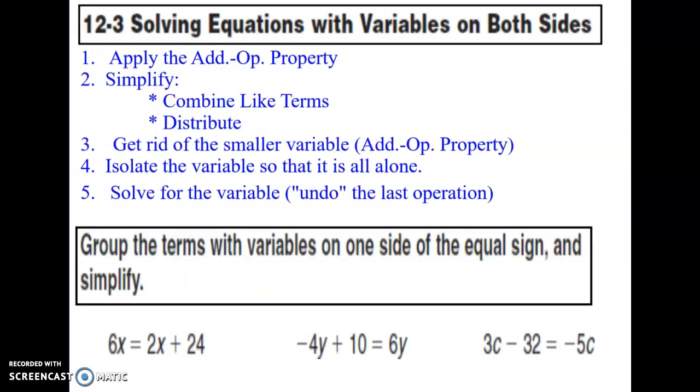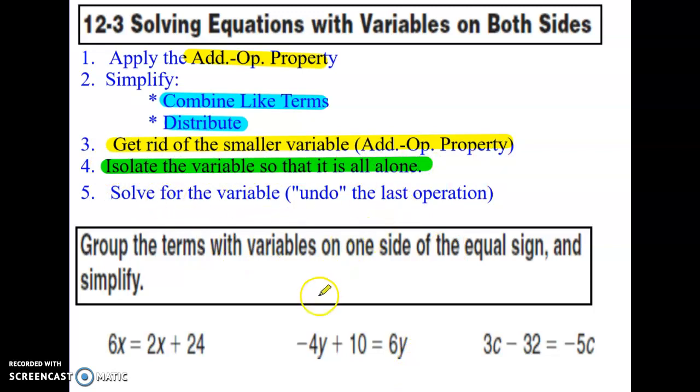Okay, lesson 12.3. With this one, what we did is we wanted to apply the add-op prop. That's always my first step. I like to have everything as addition. Then we're going to simplify, just like before. We're going to combine like terms. We're going to distribute. Then now on these kinds of problems, we're going to have variables on both sides. So we want to get rid of the smaller variable by doing the add-op prop. We're then going to isolate the variable so it's all alone, and then solve for the unknown.